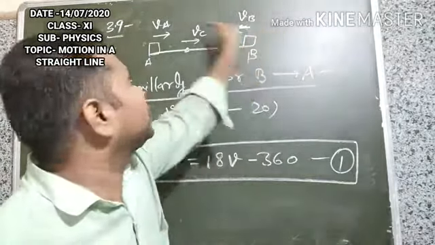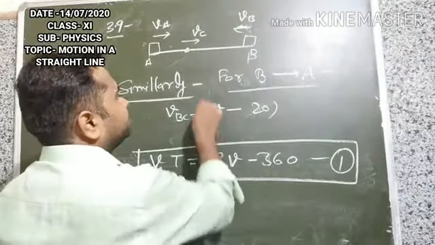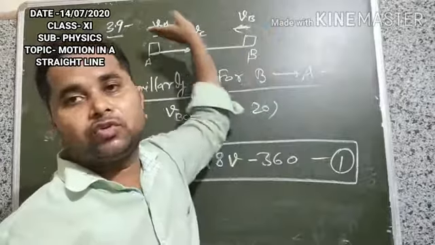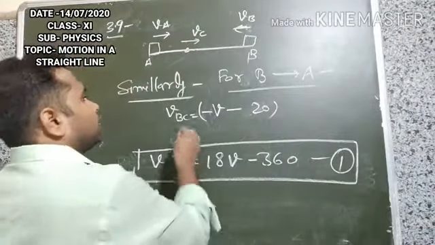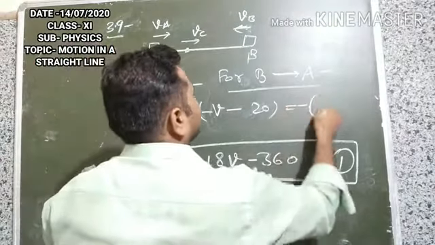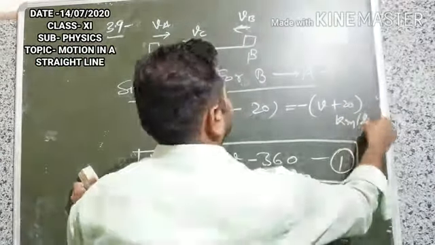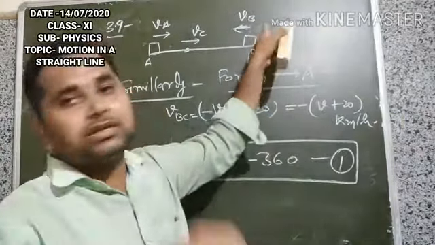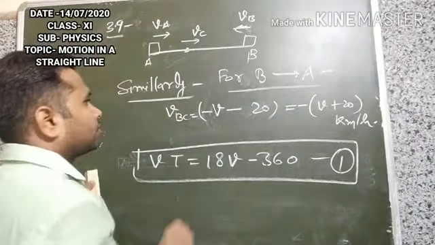It is opposite to the direction of cyclist. So we will see here minus V. Minus V, why? Because the bus is moving towards the opposite direction of cyclist motion. So finally it is minus V plus 20 kilometer per hour. Minus sign indicates that the direction of the bus is opposite to the direction of cyclist only here.